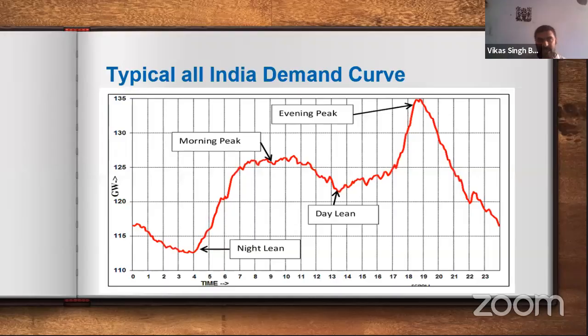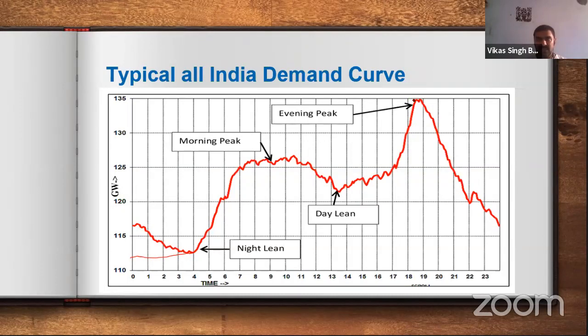That's why DSM, or active participation of customers, is required. Only supply side management will not be effective for the reduction in cost. The supply side role is also required, and how that supply side role is helpful, I will discuss in upcoming slides. So this is the typical all India demand curve. We can see in this curve that this is the minimum demand and this is the maximum demand.